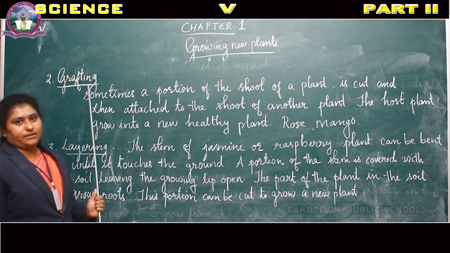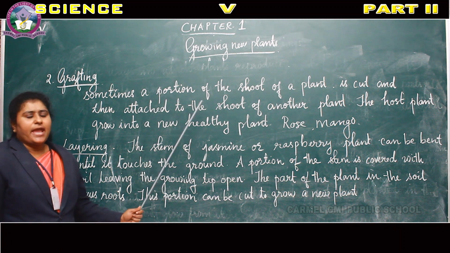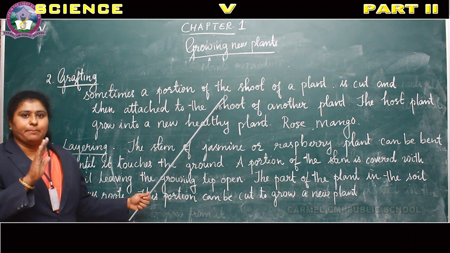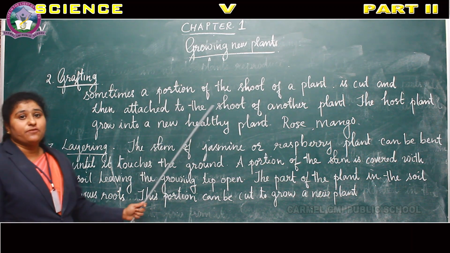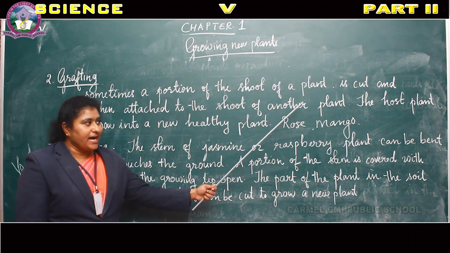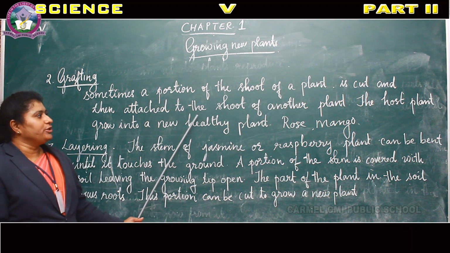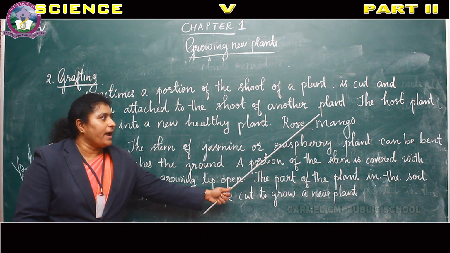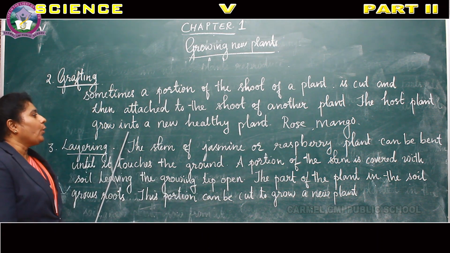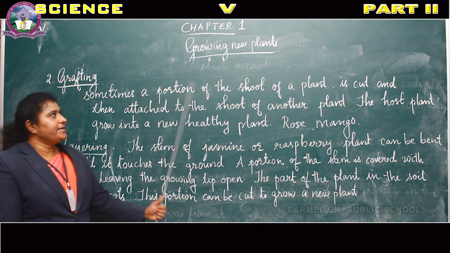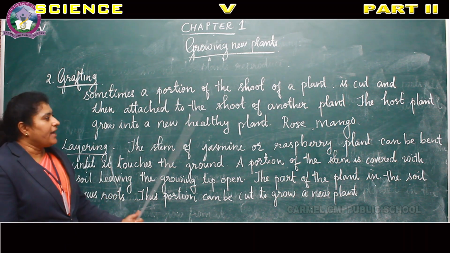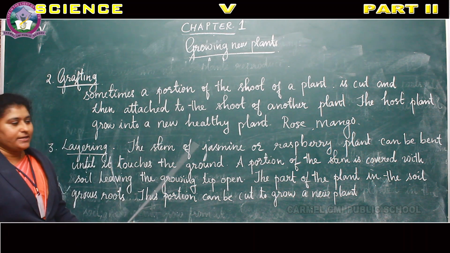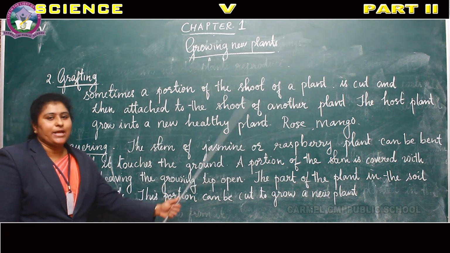Next is grafting. Sometimes a portion of the shoot of a plant is cut. Shoot means the part above the soil. So sometimes a portion of the shoot or stem of a plant is cut and then attached to the shoot of another plant. Then the host plant grows into a new healthy plant. That method is called grafting. Rose, mango, etc. are examples of the grafting method.